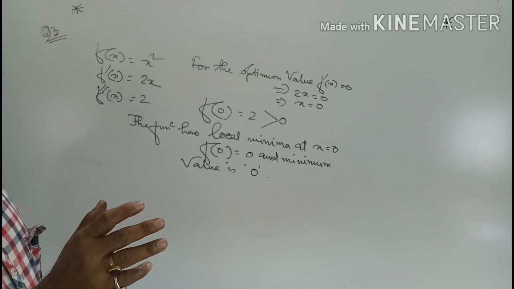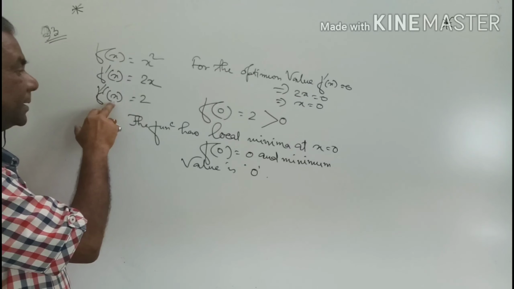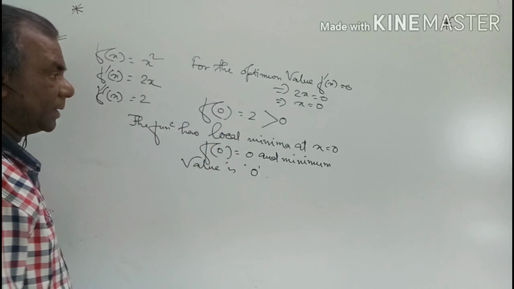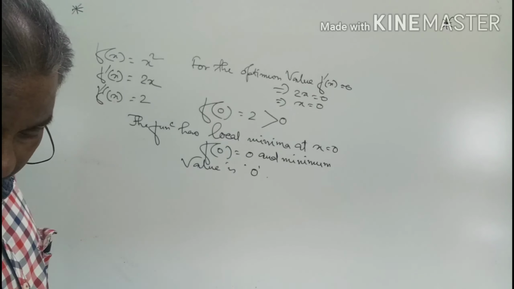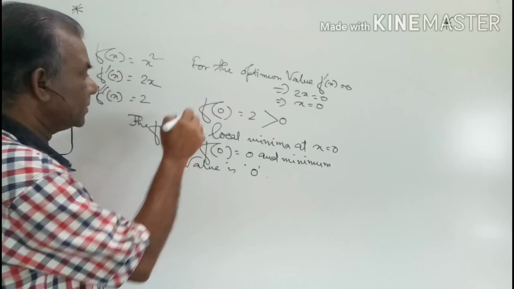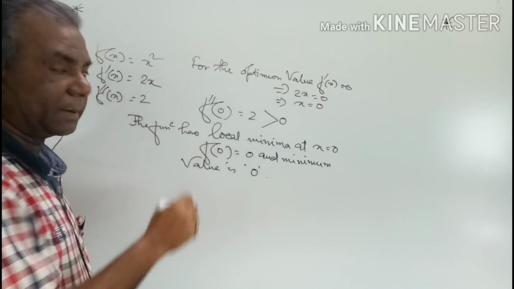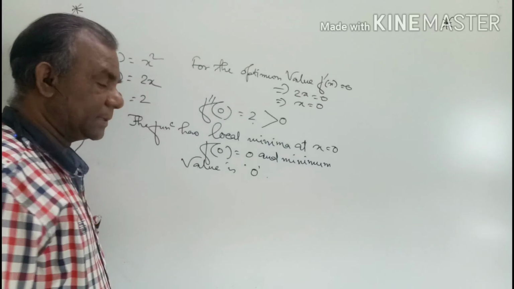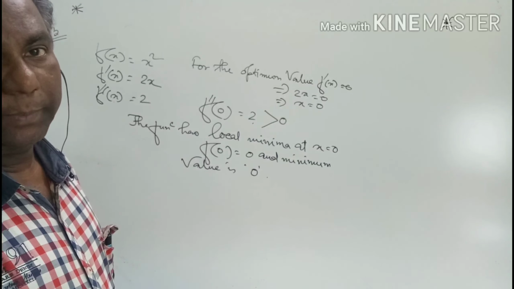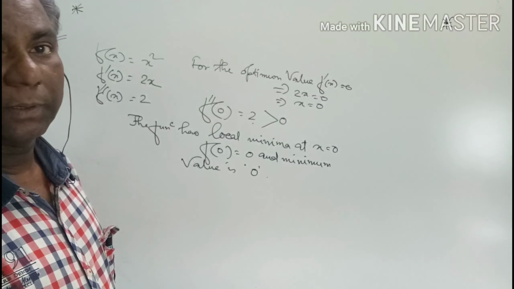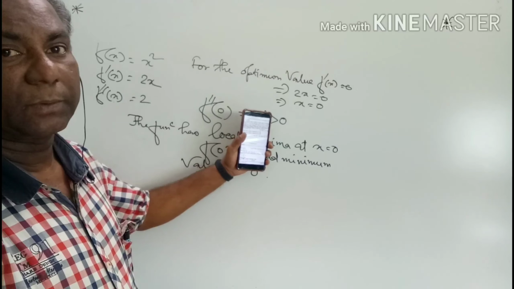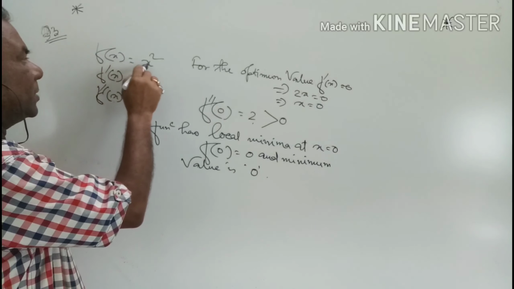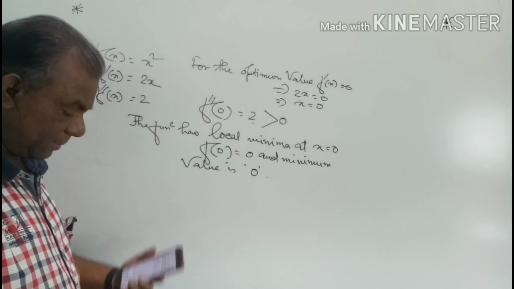What you do is put the value of x in the double derivative, and you will see the value of f double dash x, that means f double dash 0. If it is greater than 0, we will say that it is minimum at x is equal to 0. But this is not the minimum value. Which is the minimum value? After putting x is equal to 0 in the given function, you will get the minimum value.